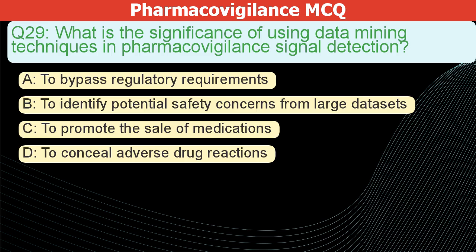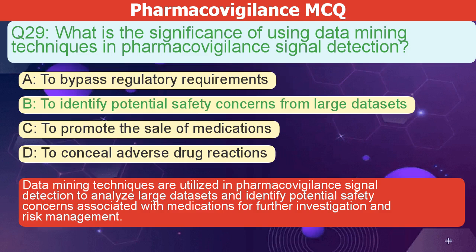What is the significance of using data mining techniques in pharmacovigilance signal detection? A. To bypass regulatory requirements. B. To identify potential safety concerns from large datasets. C. To promote the sale of medications. D. To conceal adverse drug reactions. The correct answer is B. Data mining techniques are used in pharmacovigilance signal detection to analyze large datasets and identify potential safety concerns with medications. This allows for further investigation and risk management.